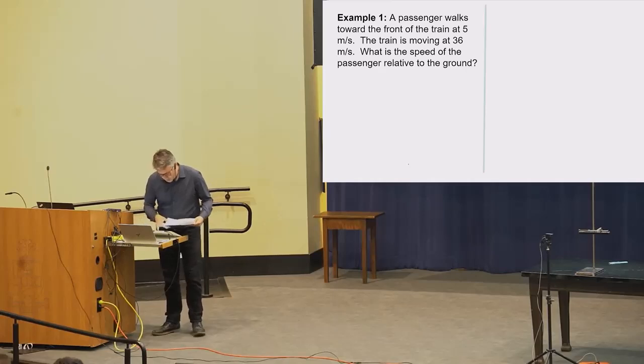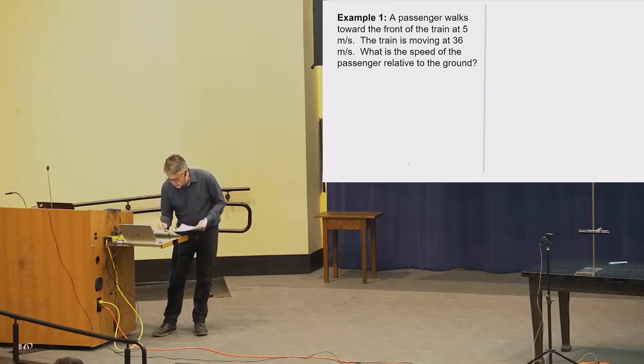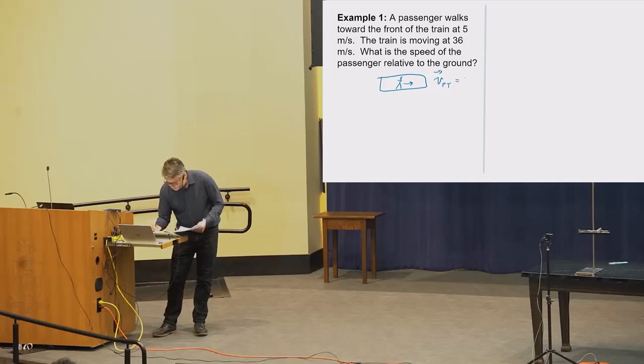A passenger walks towards the front of the train at 5 meters per second. The train's moving at 36 meters per second. What's the speed of the passenger relative to the ground? So that's a pretty straightforward one. Let's use that notation: VPT is equal to plus 5 meters per second.